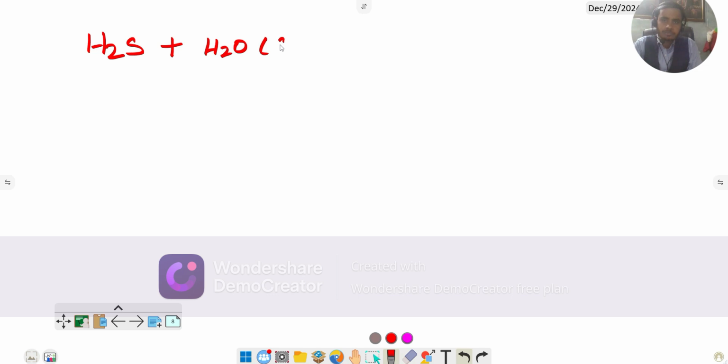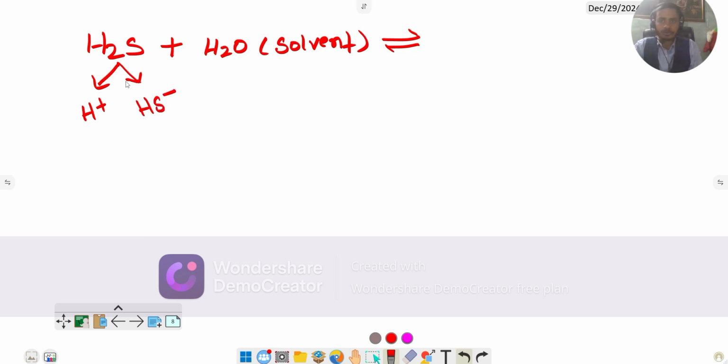Water behaves like a solvent. Now, we just studied that an acid is a substance which donates a proton in any type of solvent. Proton means H plus ion. So we can easily break this H2S as H plus ion and HS minus.